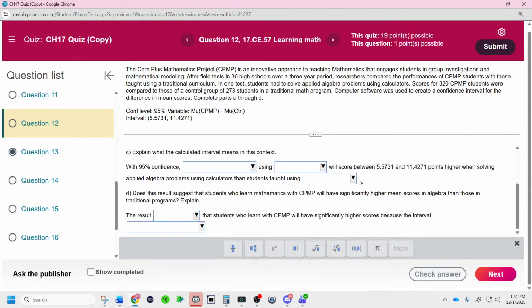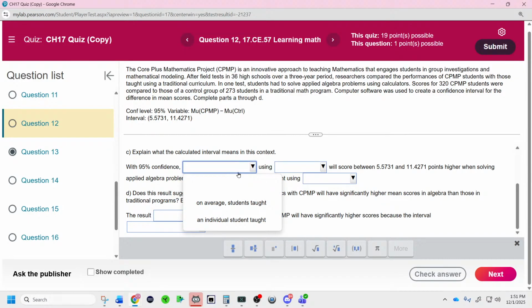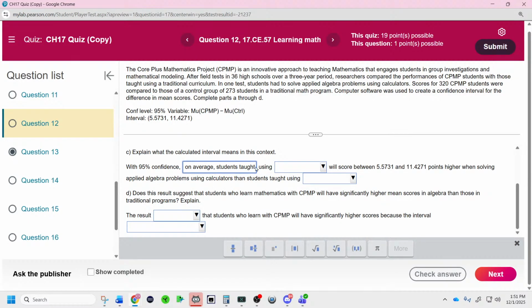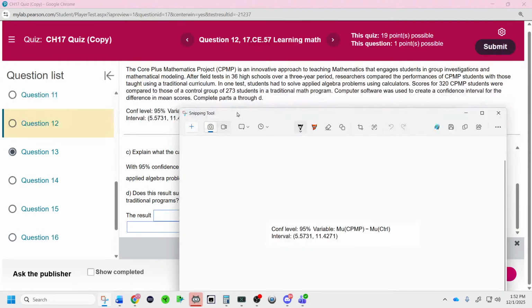Explain what calculating the interval means with 95% confidence. It's going to be the average student because we're doing it for the mean, not an individual. They're talking about the difference right here. Since the difference is positive, they're doing mu of this minus mu of this. You would have to think that there's about an 8-point difference because 8 is at the center of this interval. So when the difference is positive, that is evidence the first mean is higher.